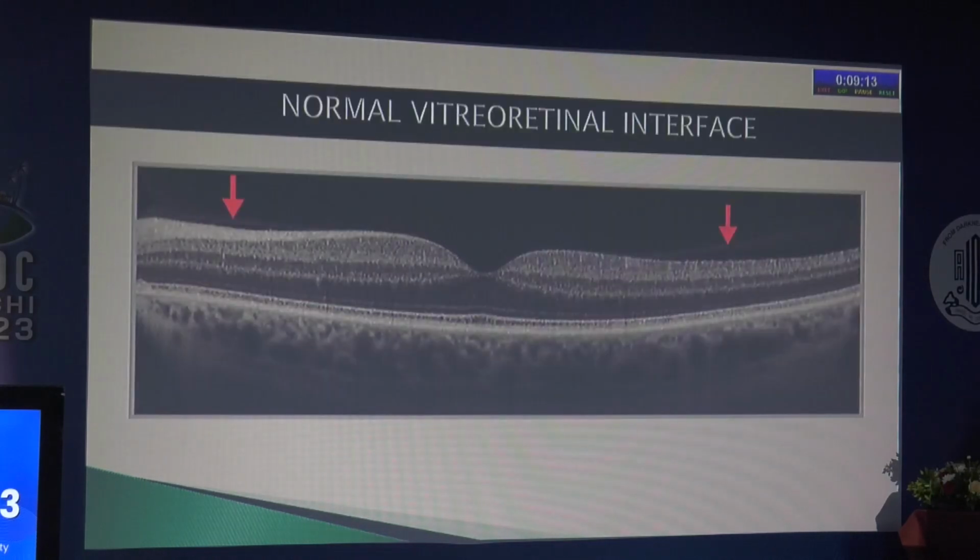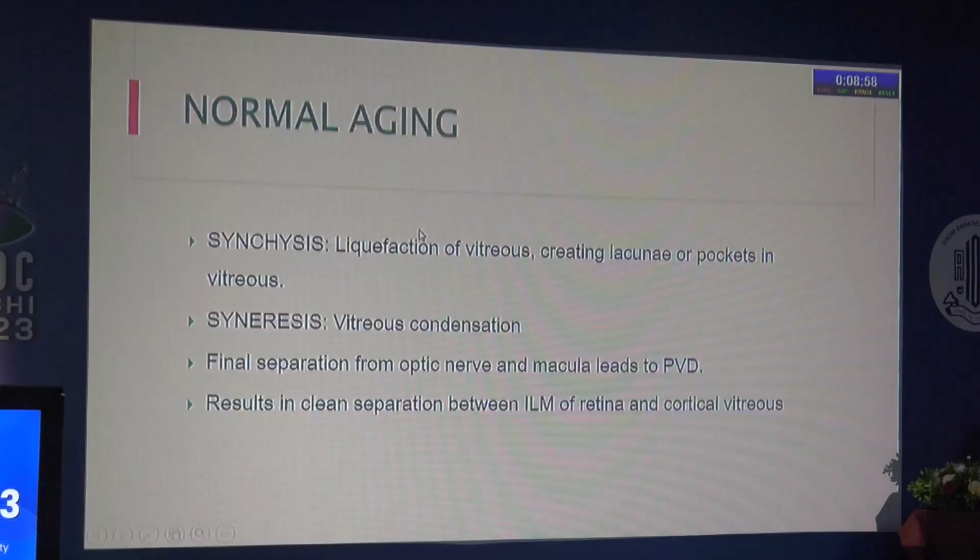So this is the vitreoretinal interface. You can see this is the posterior cortical vitreous. It is attached at the retina, and a problem with this leads to the different vitreoretinal interface disorders.